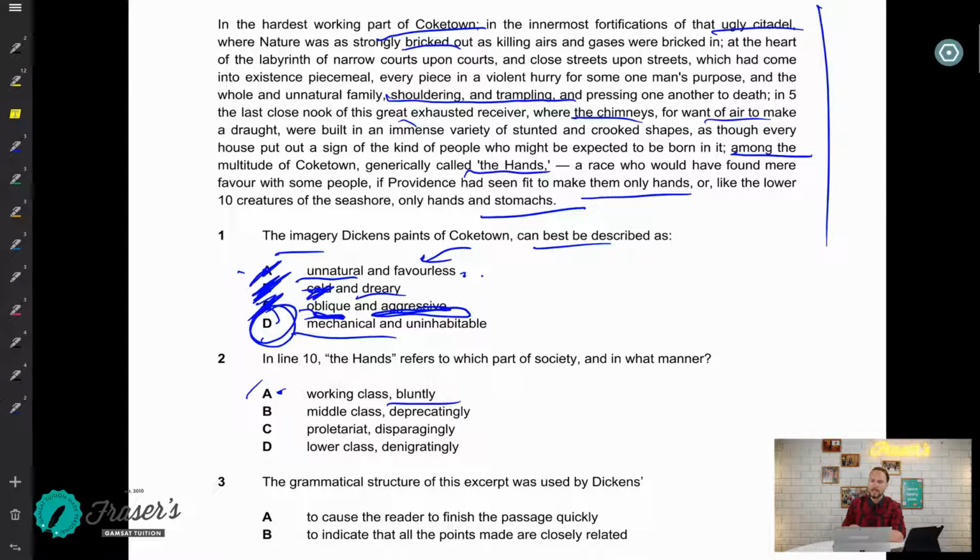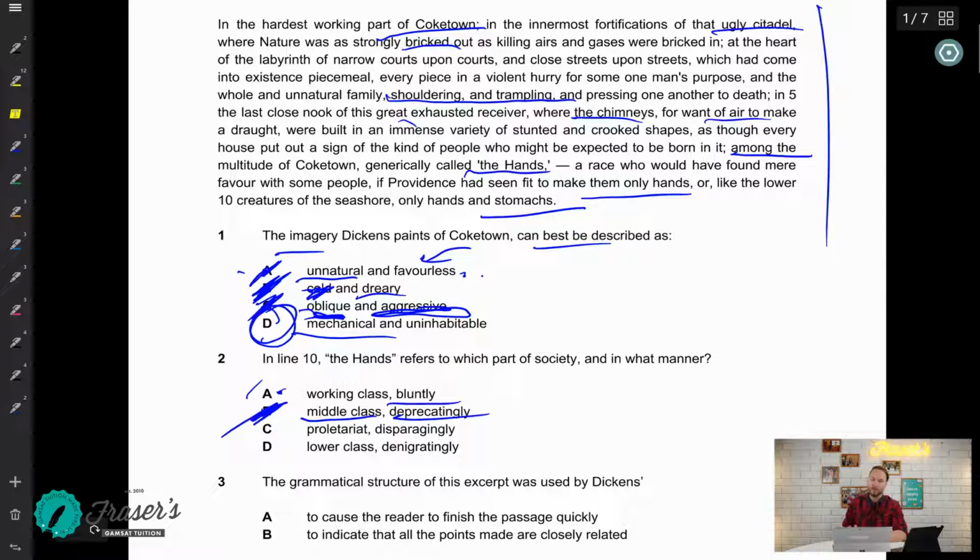B, middle class and depreciatingly. Now, it is kind of depreciative of them, but that's also a strange word. And B, they're not really middle class. We don't really have this middle class sentiment, people living in suburbs or general medium affluence. So let's get rid of B.